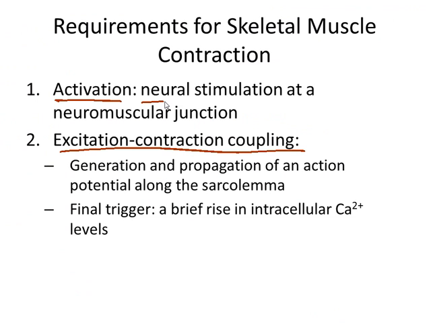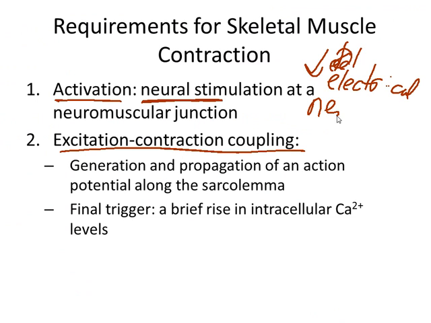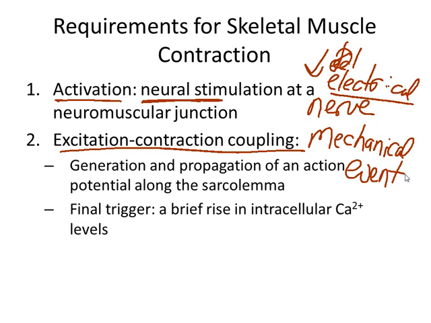Activation, that's the stimulus. Okay, that's the electrical stimulus from a nerve. So a nerve has to send a signal to a muscle to activate it. Okay? That's electrical. Then you've got to turn that electrical signal into a mechanical event. And that's the actual contraction. So we're going to talk about how you turn an electrical event into a mechanical event. And it's pretty complex, and it's going to take us a couple of days to get through it.